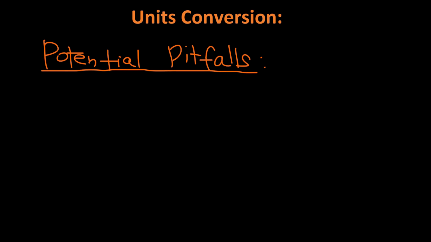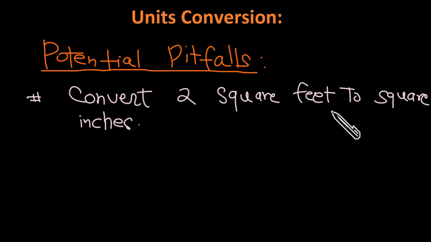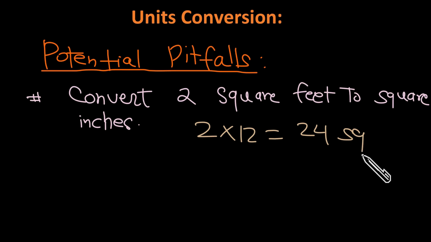Okay, let's not relax quite yet because there are certain types of conversions in which many people make mistakes because the conversion is not that straightforward, especially when you convert units in 2 or 3 dimensions. I'll explain. For example, convert 2 square feet to square inches. Now, when I ask this problem in the class, I've seen many people be like, okay, feet to inches is 12 times, so 2 times 12 equals 24 square inches, easy. Well, I wish it was that easy, my friend.